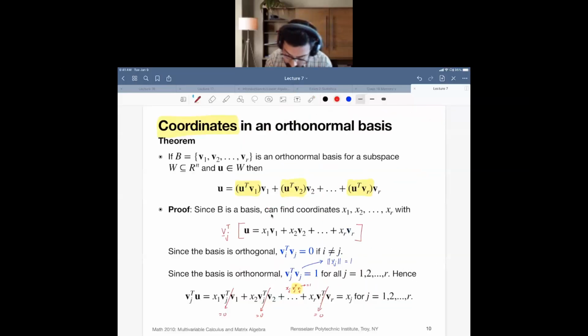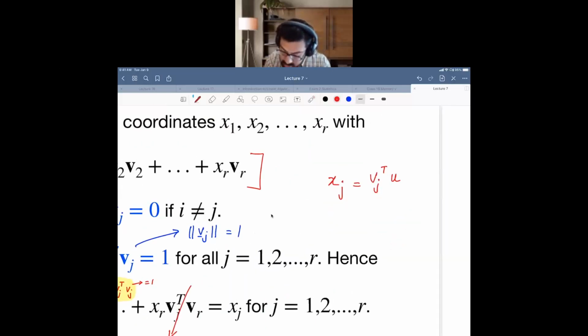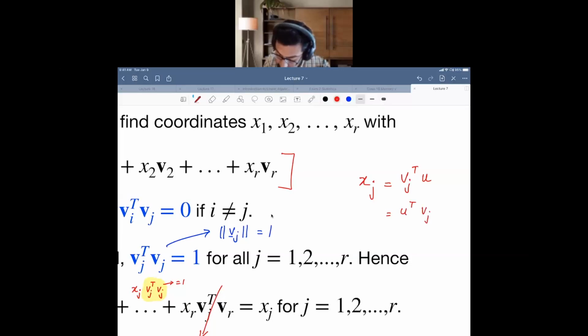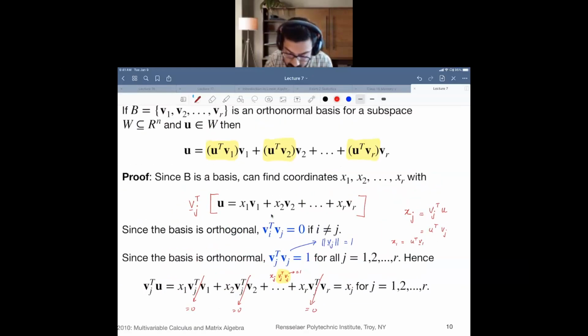So what we said is xj is going to equal Vj transpose U. Now, you can say xj is Vj transpose U, but you can also switch it around and say this is U transpose Vj. You multiply the dot product, it doesn't matter, because all you are doing is multiplying the elements and adding them up. So xj is U transpose Vj, which means x1 will be U transpose V1, and x2 will be U transpose V2, and so on, proving this. That's the reason why this works. Questions about this?